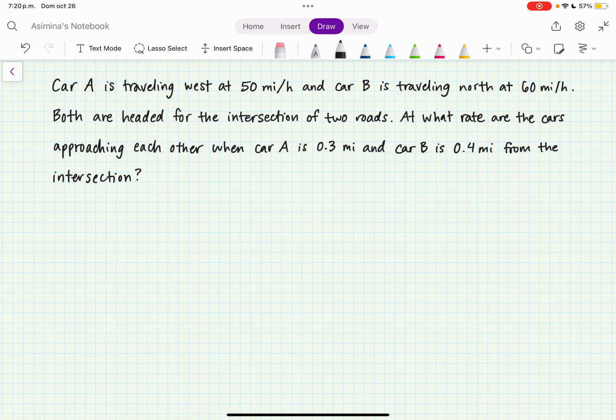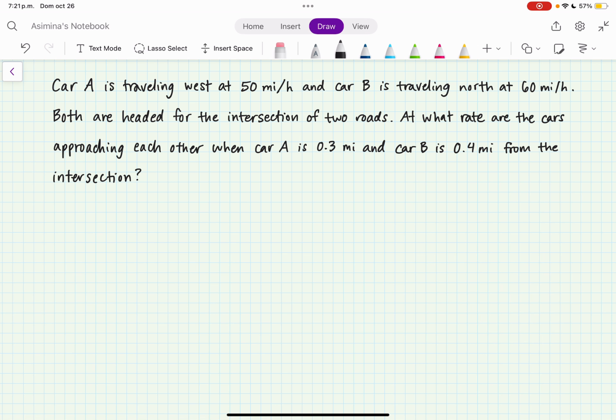In this video, we're going to solve the following related rates problem. Car A is traveling west at 50 miles per hour, and car B is traveling north at 60 miles per hour. Both are headed for the intersection of two roads. At what rate are the cars approaching each other when car A is 0.3 miles and car B is 0.4 miles from the intersection? So first, let's start by drawing a diagram.